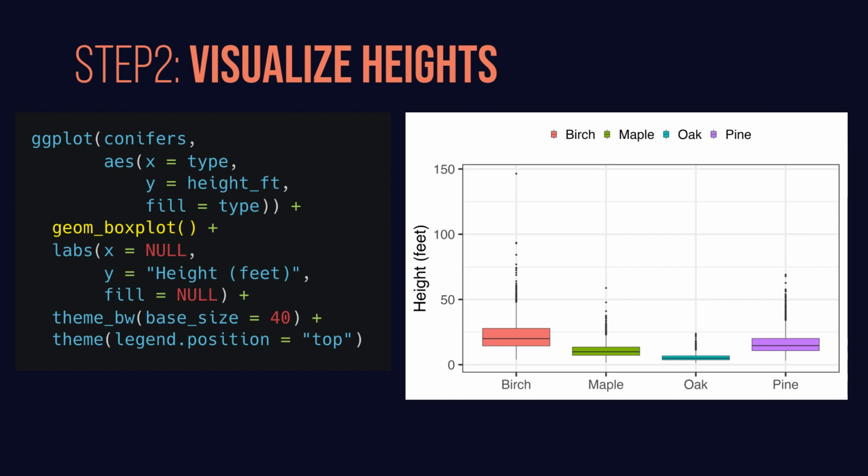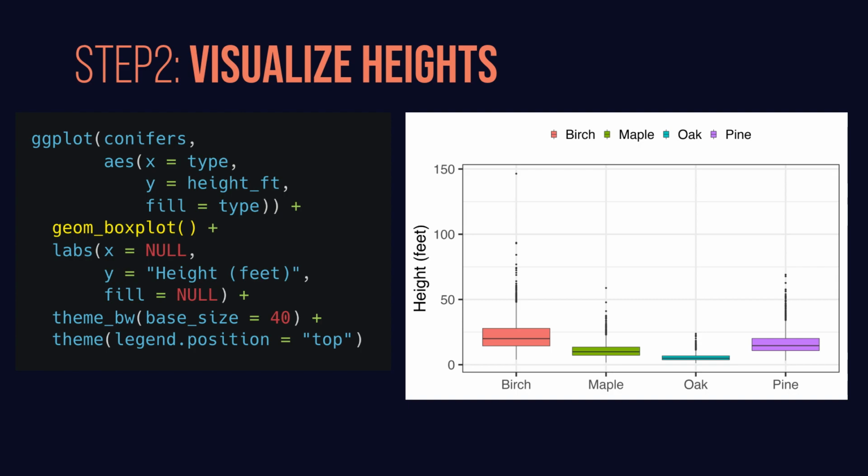To visualize the numeric variable height with a categorical variable type, we can do a box plot. To make a box plot, we will use the ggplot2 package. Inside the ggplot function, we will add the conifers data along with the x variable type and y variable height inside the aesthetics or aes function. Then we will call the geom_boxplot function to make the box plot. On the right hand side, we can see the box plot. The line inside the box represents the median value.